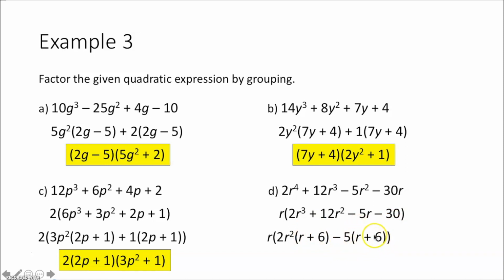Now we go ahead and factor that out front, so it'll be r, and then parentheses, r plus 6, and then in the second set of parentheses, we put our GCFs, which are 2r squared minus 5. And that's how you do it.